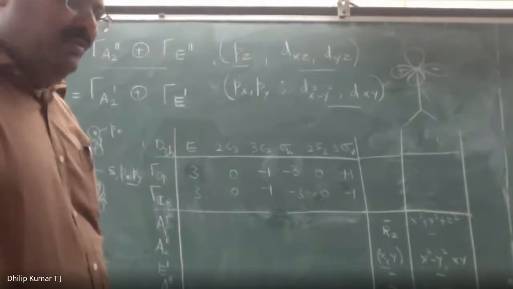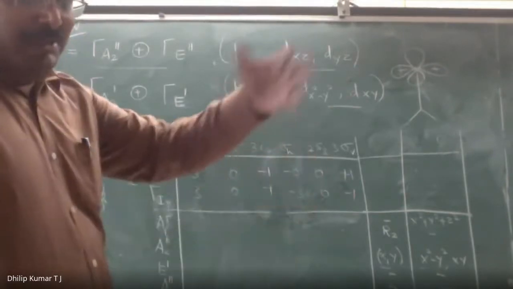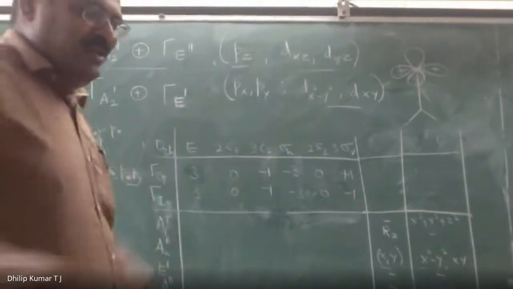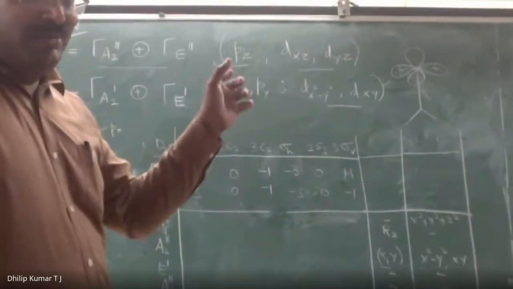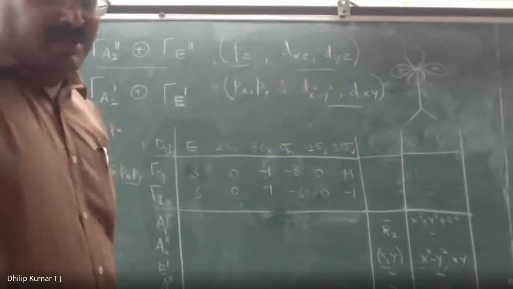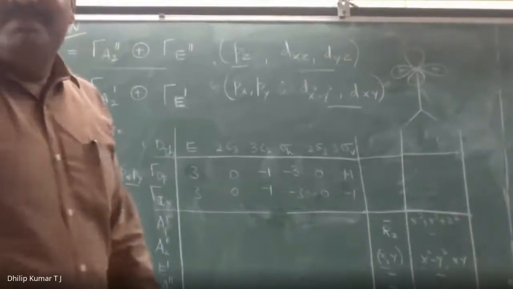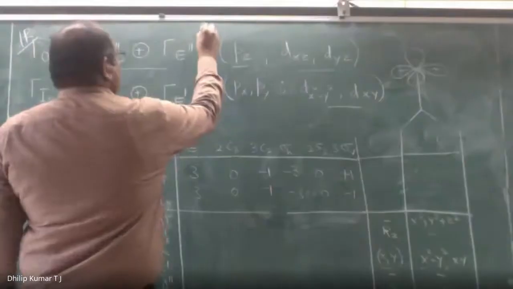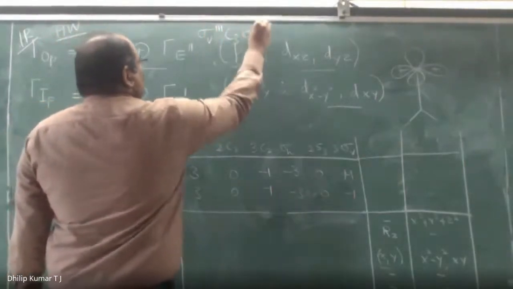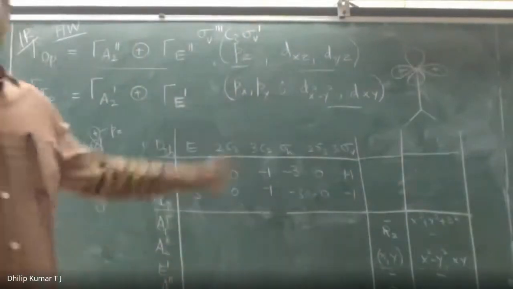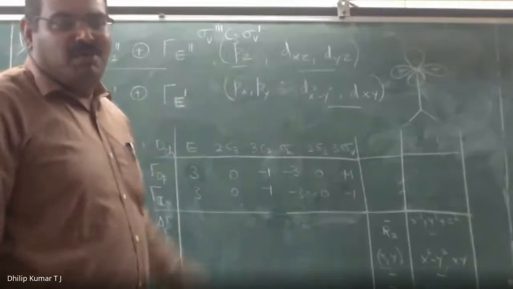Image, kind of, yes. The one you have written is all too congested. I'm not able to figure out what you have done. You have taken the product of three matrices, right? Sigma V prime, C3, Sigma V prime. This you have done, right? Then you have written a matrix form and then you are taking a product.